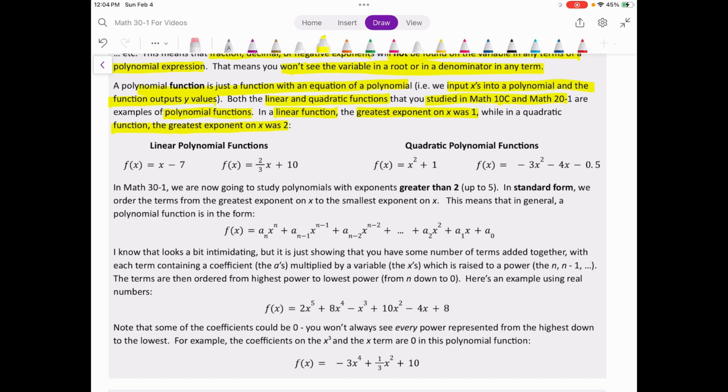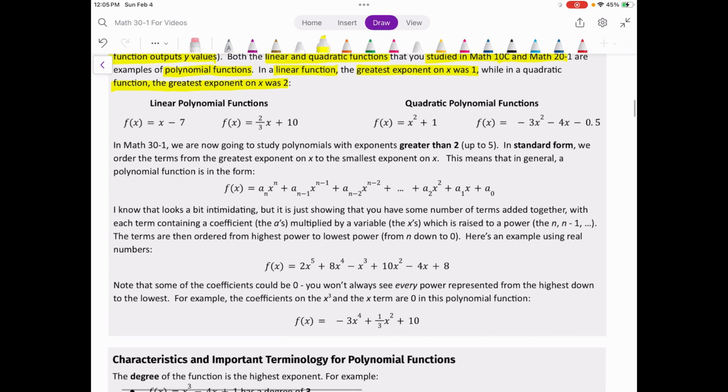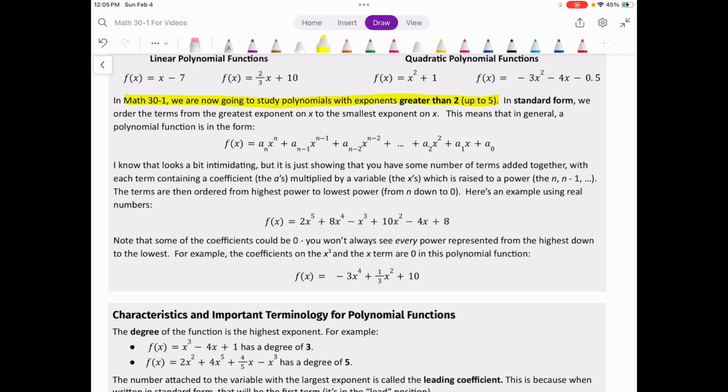So all we're going to do here, folks, in Math 30 is go beyond that. So you've seen polynomials with a greatest exponent of 1, polynomials with the greatest exponent of 2. Guess what? We're just going to go higher than that. We're going to go up to 5. Okay, so now we're just going to study polynomials with exponents greater than 2, up to 5. Could you go beyond 5? Totally. Honestly, none of the stuff we're going to talk about changes. That's just where the Math 30-1 curriculum decided to stop it. They said have students study up to greatest exponent of 5 on x.